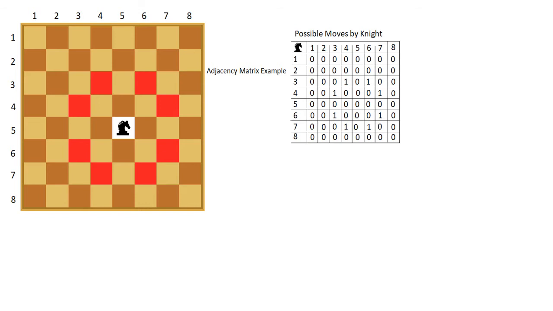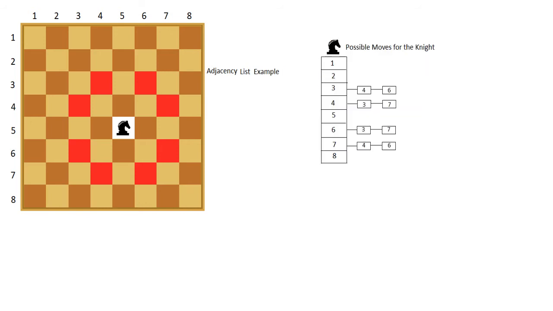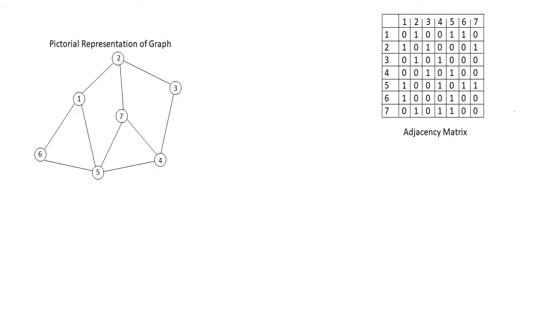Let us consider a chessboard. Each move of a particular piece from a square can be viewed by using an adjacency matrix or an adjacency list. All possible moves which can be made by the knight are shown in the adjacency matrix. The same moves are also represented by an adjacency list. Adjacency matrix is an easy way to describe a graph. This is better for visual representation.